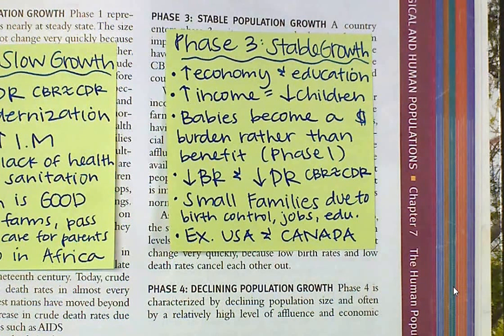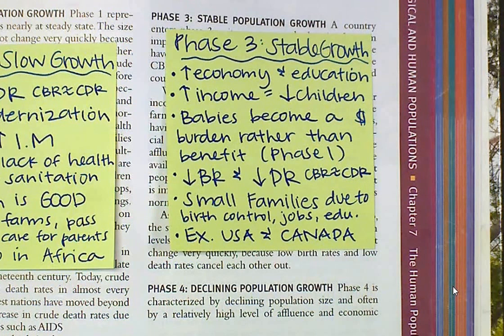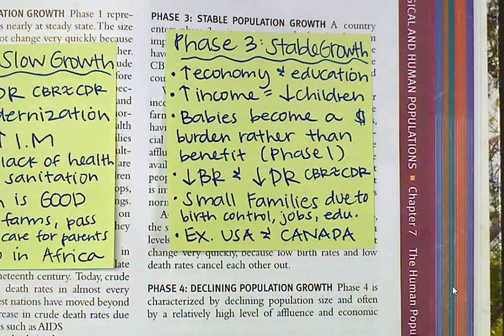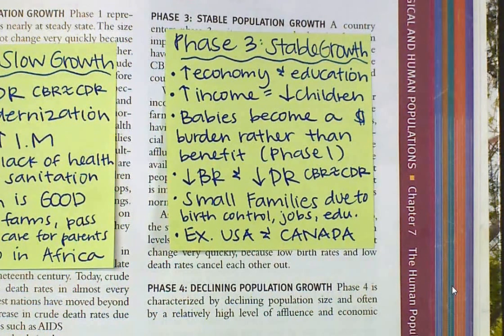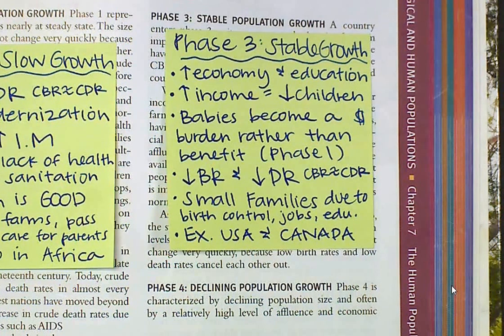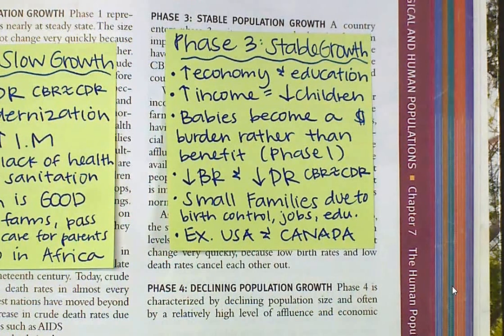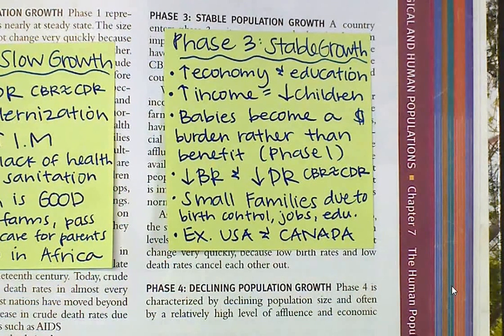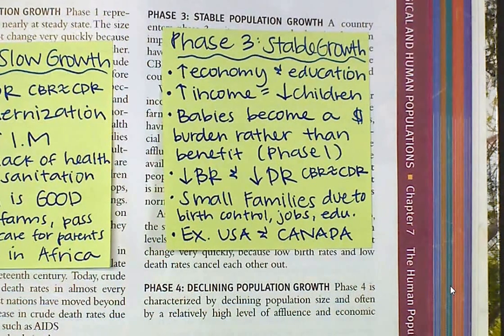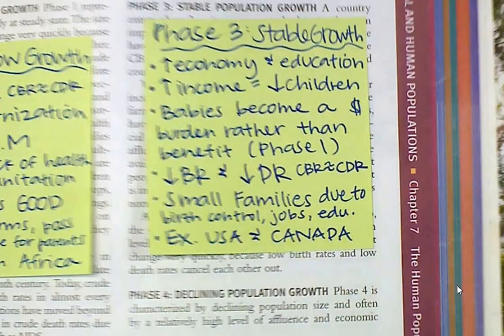During phase three, there's a lower birth rate and a lower death rate because kind of population momentum has caught up with us and we realize that we don't have to reproduce as much. Crude birth rate is again approximately equal to crude death rate. There's usually an emphasis on small families due to birth control, jobs, and education. My examples of phase three countries are the United States and Canada. We're still increasing, but we're definitely not by very much.